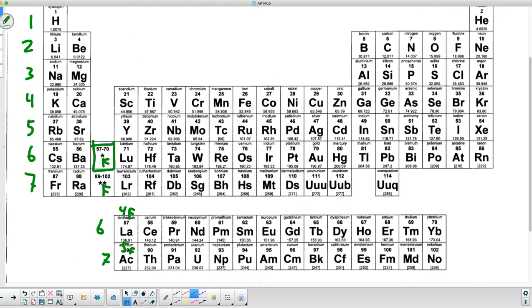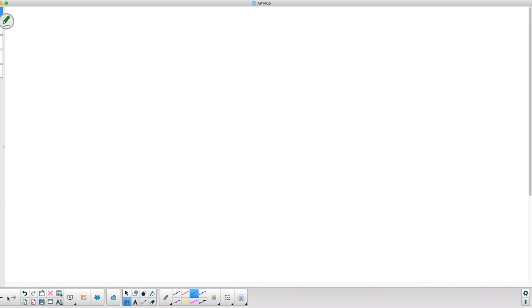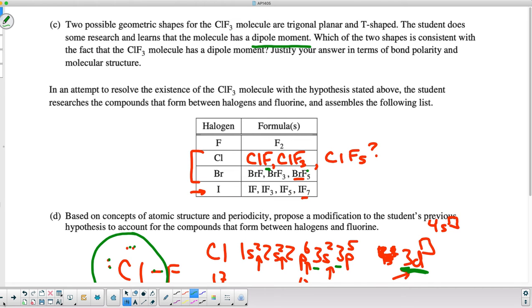If I have iodine, and here's the, okay, I'll get to that. I need to go back again. I'm going to go back to here. I'm going to scroll down.